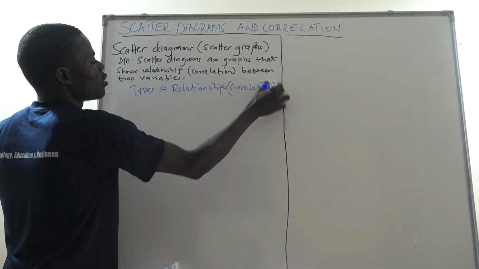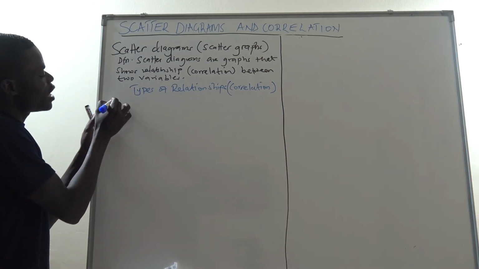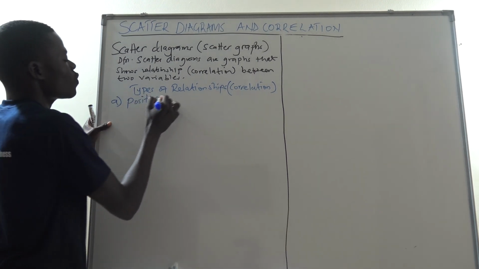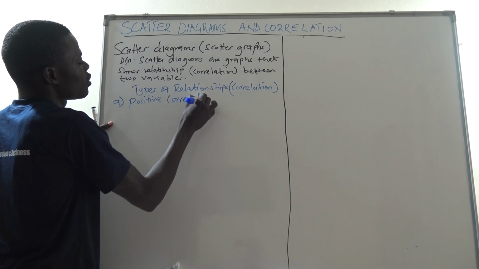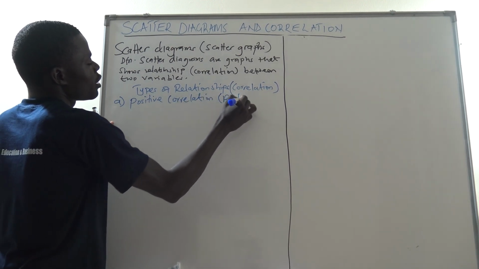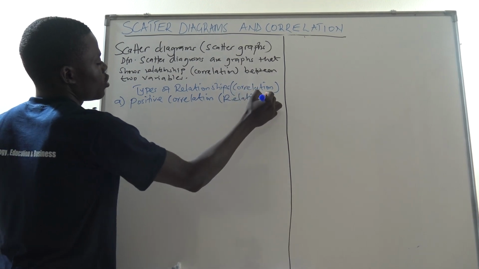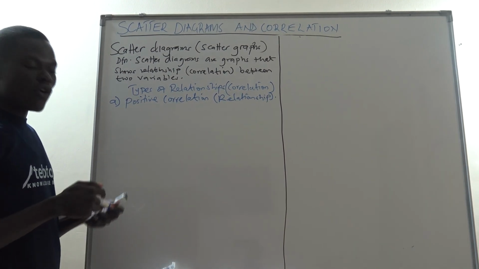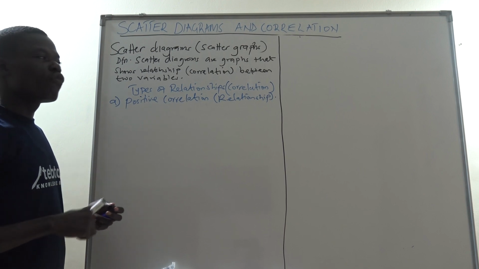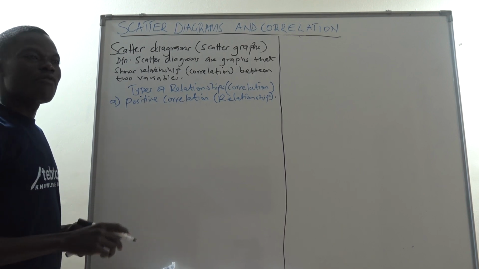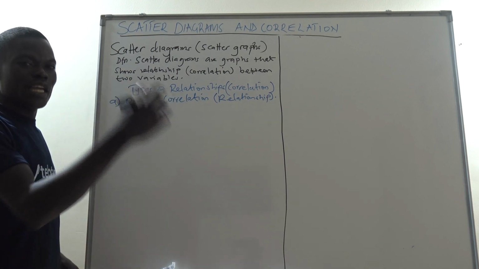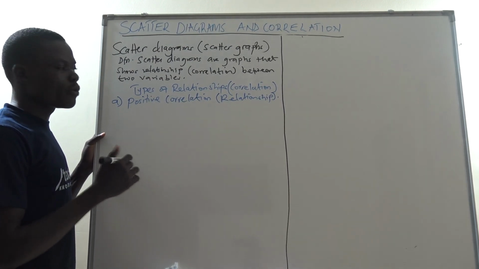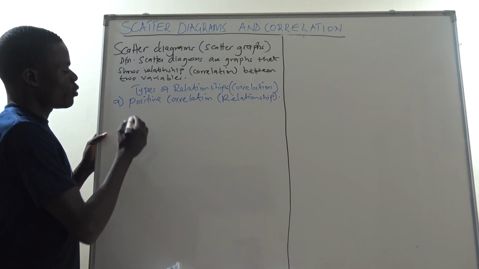Correlation and a scatter diagram. The first one is what we call positive correlation, or you can call it positive relationship. So positive relationship occurs when two variables, both of them have values that are increasing, or both variables are increasing or decreasing. That is when you obtain what we call positive relationship or positive correlation.